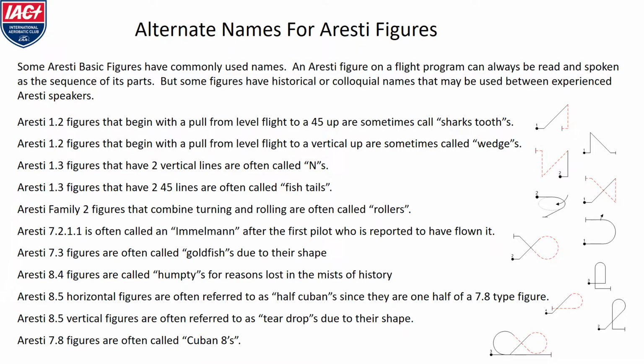Aresti 8.5 horizontal figures are often referred to as half Cubans since they are one half of a 7.8 type figure. Aresti 8.5 vertical figures are often referred to as teardrops due to their shape. Aresti 7.8 figures are often called Cuban 8s.